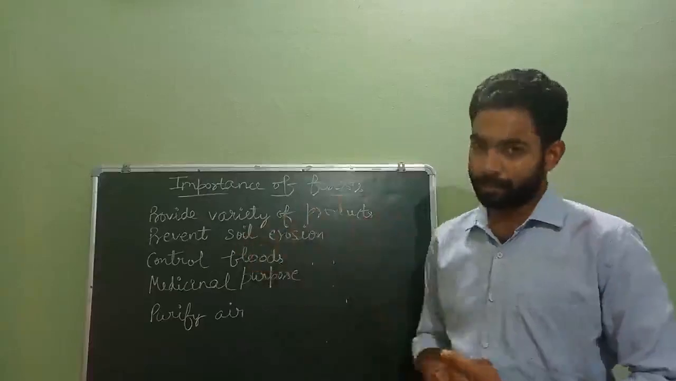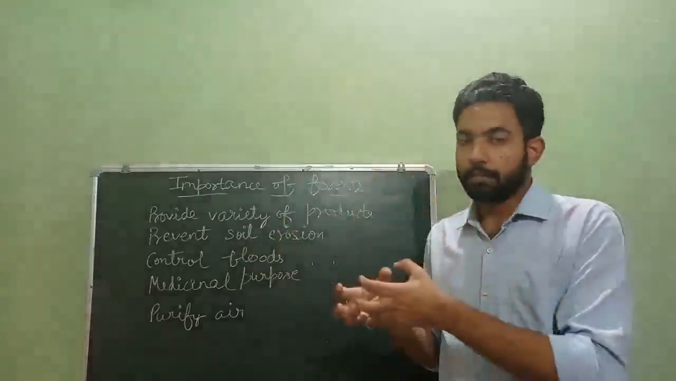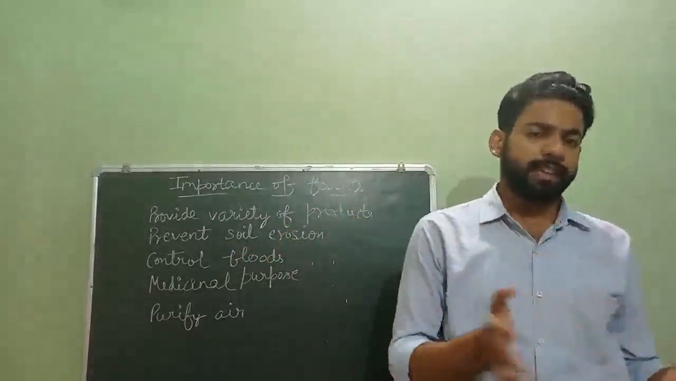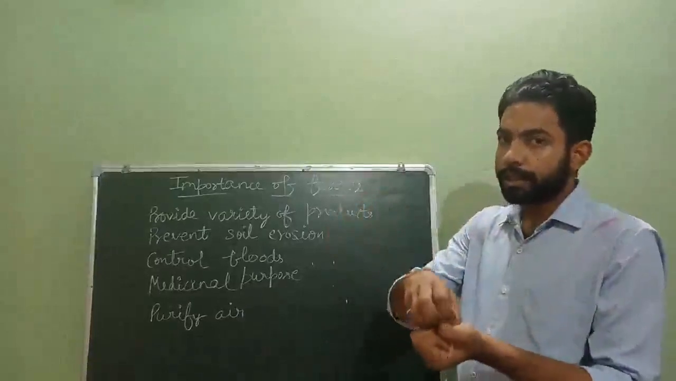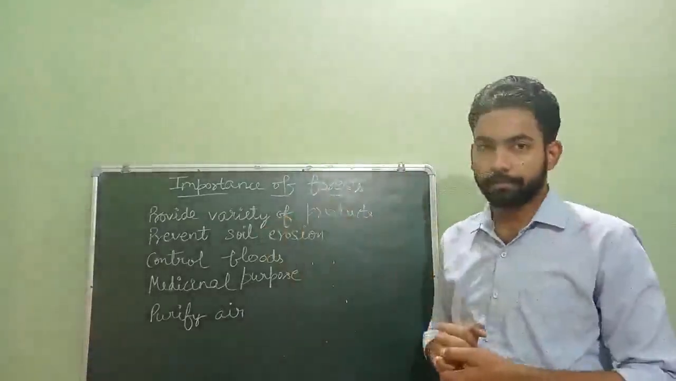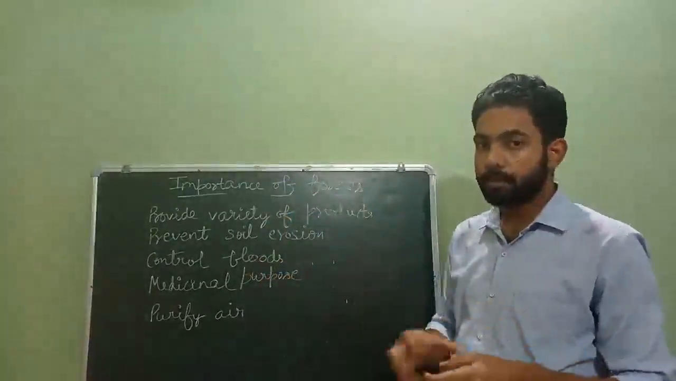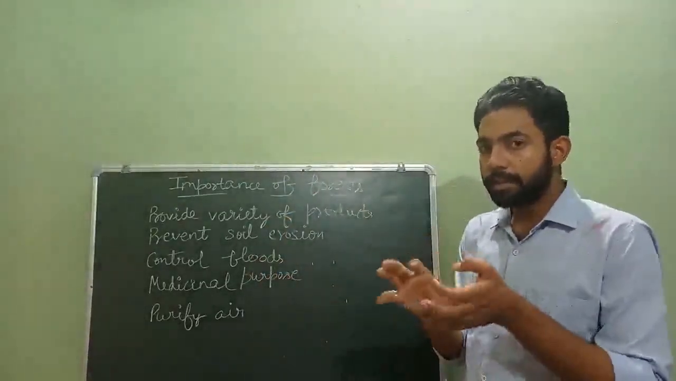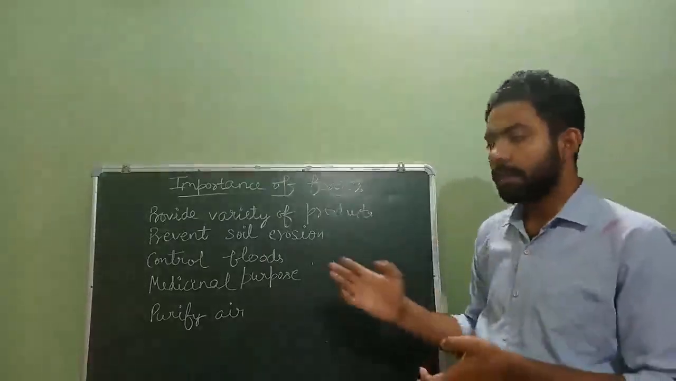Prevents soil erosion. Soil erosion is the removal of topsoil by the action of wind, water, etc. The roots of the plants in the forest hold the soil and it prevents soil erosion. Forest also control floods because the roots of plants hold water and it also acts as obstructions in the path of the flow of water.